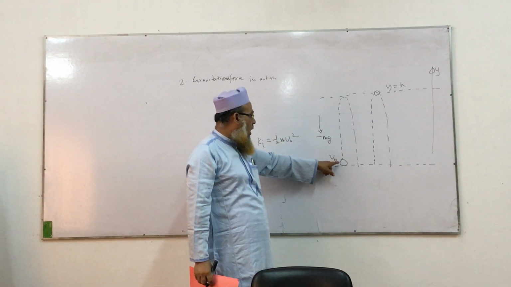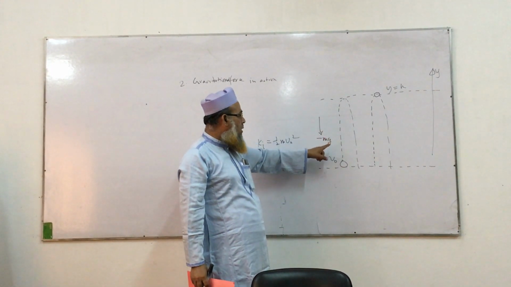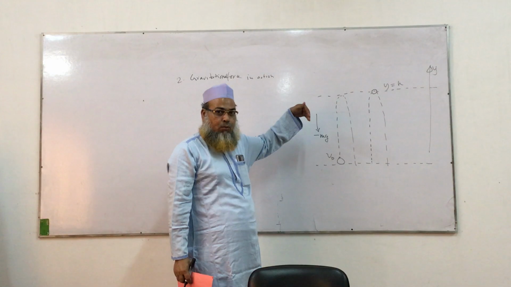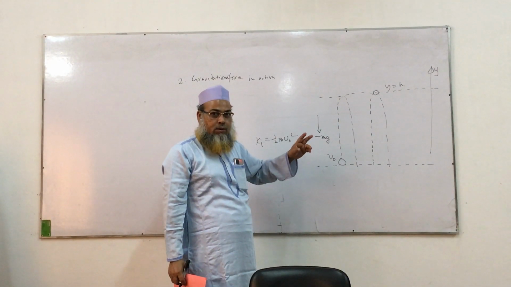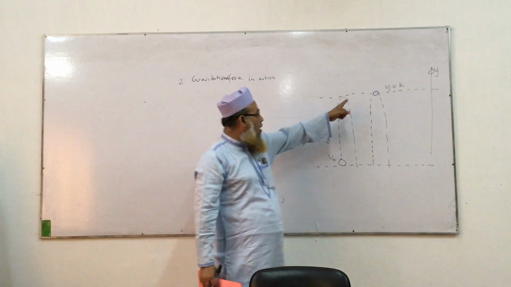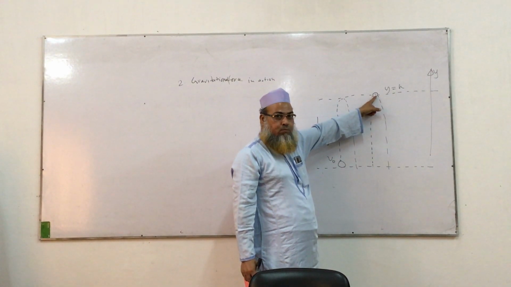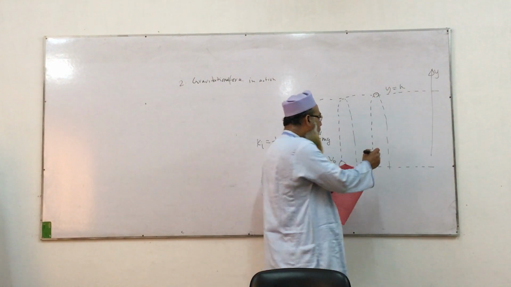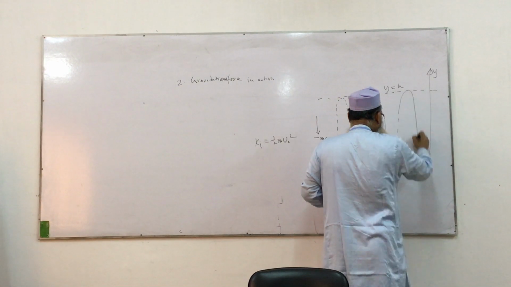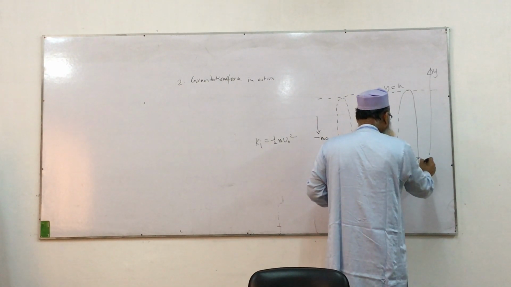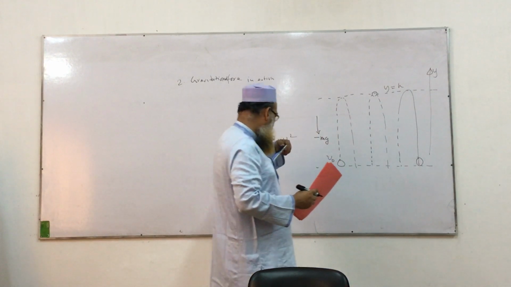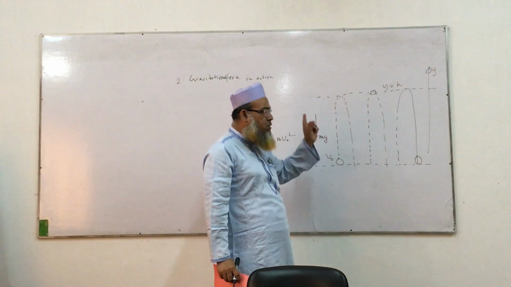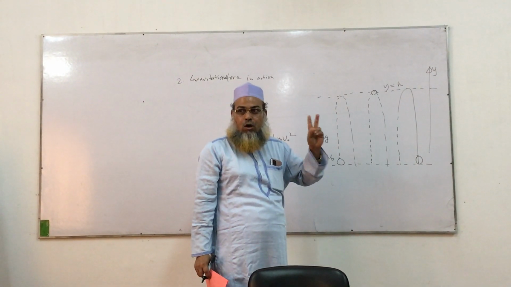So after going up, the half m v naught square pushes it upward, but the gravity works downward. When these two become the same, the ball momentarily comes to rest at y equals h. Then what happens? The body falls to the ground, right? So in this case, the cycle has only two phases.